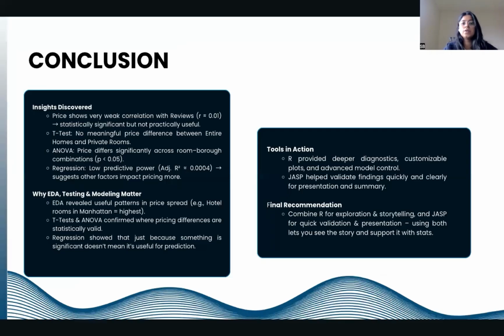To conclude, through this analysis I learned that while visual differences exist, both tools produce valid outputs. The biggest insight from the data was that room type and borough affect price, but the relationship between reviews and price is very weak. R helped me dig deeper into the visuals and diagnostics, while JASP allowed me quicker access to summary statistics. So that's it for today's video.